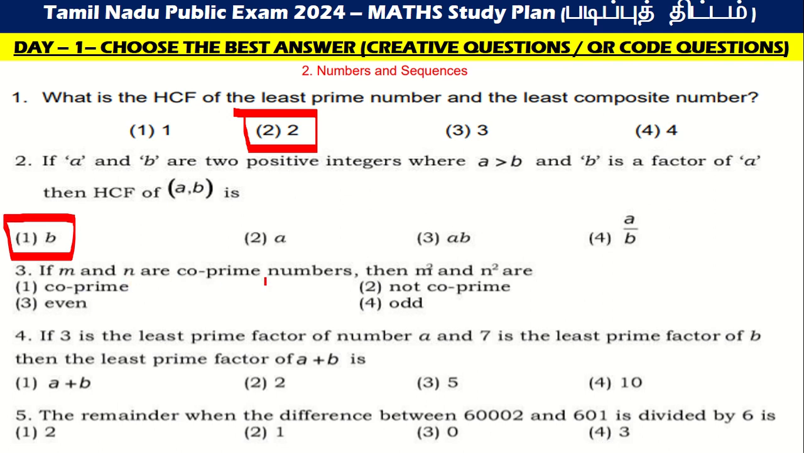Third one, m and n are co-prime numbers, then m square and n square are co-prime.